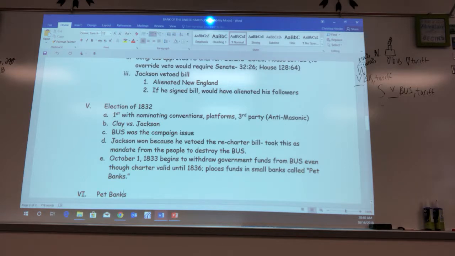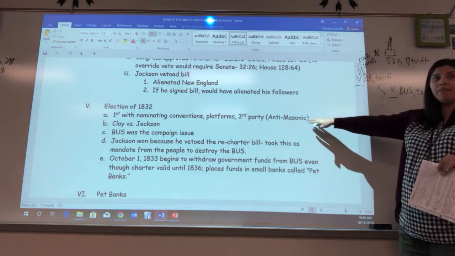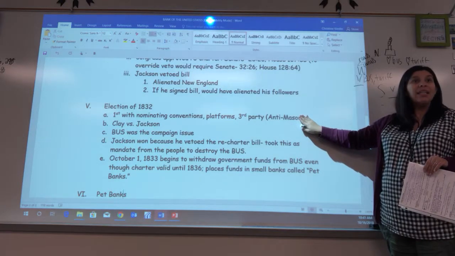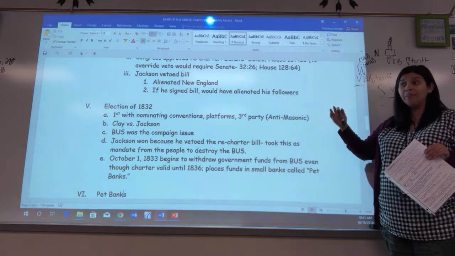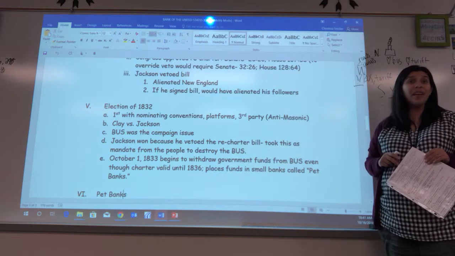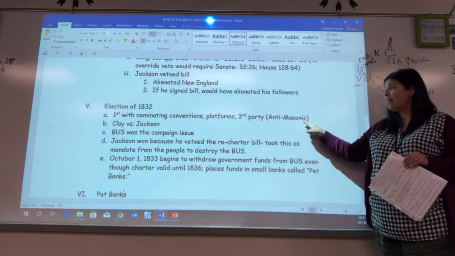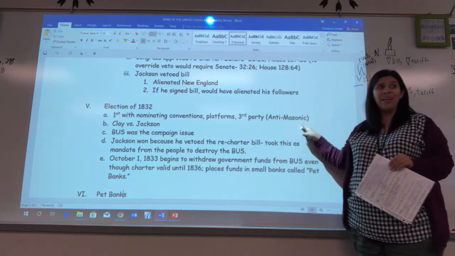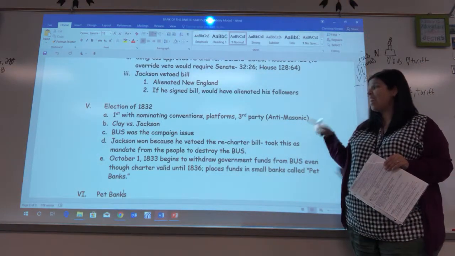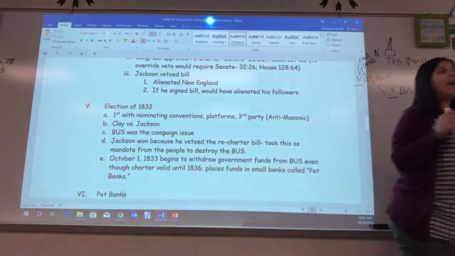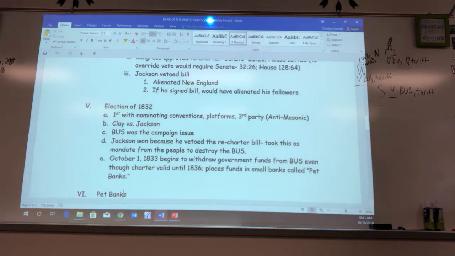What is the significance of the campaign of 1832? We get a third party comes in, the anti-Masonic. Have you ever heard of the Masons? Yeah. Yes, it's a very elite group, right? And Jackson's actually a part of that group. He's part of that group, and so by saying that they're anti-Masonic, they're actually anti-who? Jackson, okay? They're anti-Jackson. So what is the significance? Is there's a third party, and you have to understand third parties. Are third parties ever going to win?